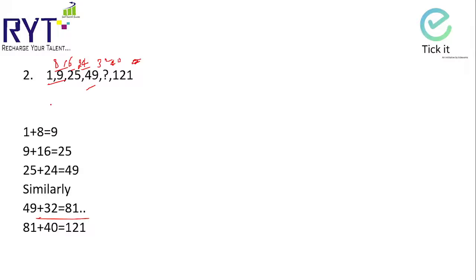What is another method? Shortcut method. 1 square means 1. 3 square means 9. 5 square means 25. 7 square means 49. Next it should be 9 square, which is 81. So 1 square, 3 square, 5 square, 7 square, next it should be 9 square, which is 81. So if we have the knowledge of squares, we can answer this very easily.